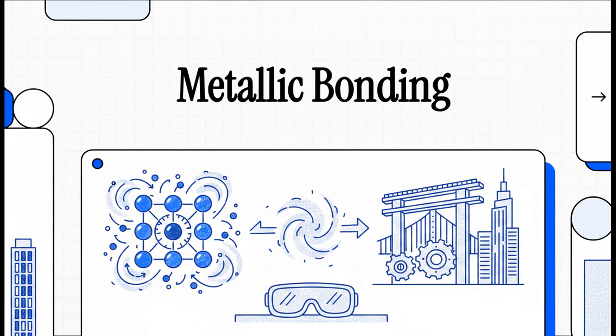Today, we're going to shrink all the way down to the microscopic level of atoms, and then zoom right back out to understand the macroscopic, real-world materials that literally make up the infrastructure of our modern lives. So grab your mental safety goggles because we are unlocking the secrets of metallic bonding.